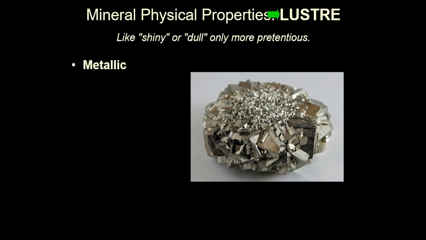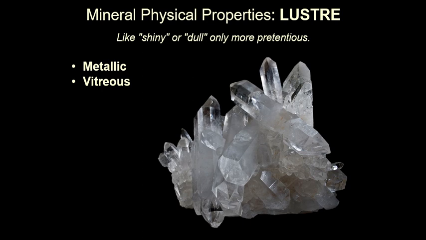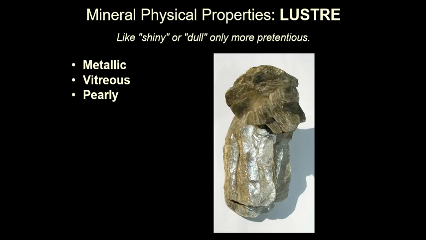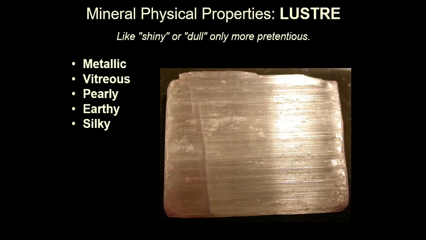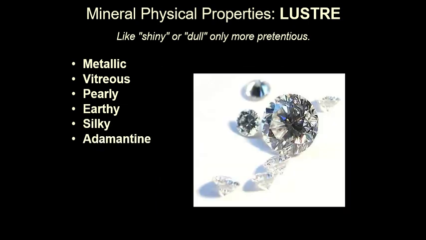the green arrow. Luster is a term rather like it's shiny or dull, only more pretentious. And so metallic, a lot of metallic minerals, vitreous, and this is quartz, pearly, earthy, silky, adamantine.